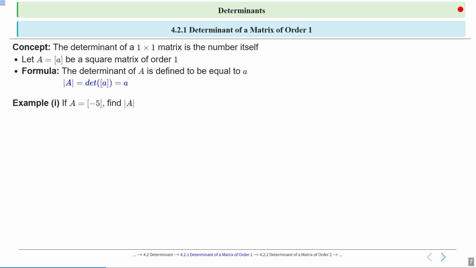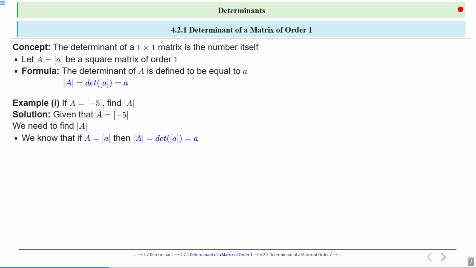Now for example, A is equal to the matrix minus 5. Order is 1 cross 1, that is 1 row and only 1 column. So there is only one element, that is minus 5. Then determinant of A is equal to that number, so determinant of A is minus 5. So if there is a matrix of order 1 cross 1, then the determinant is just that element.